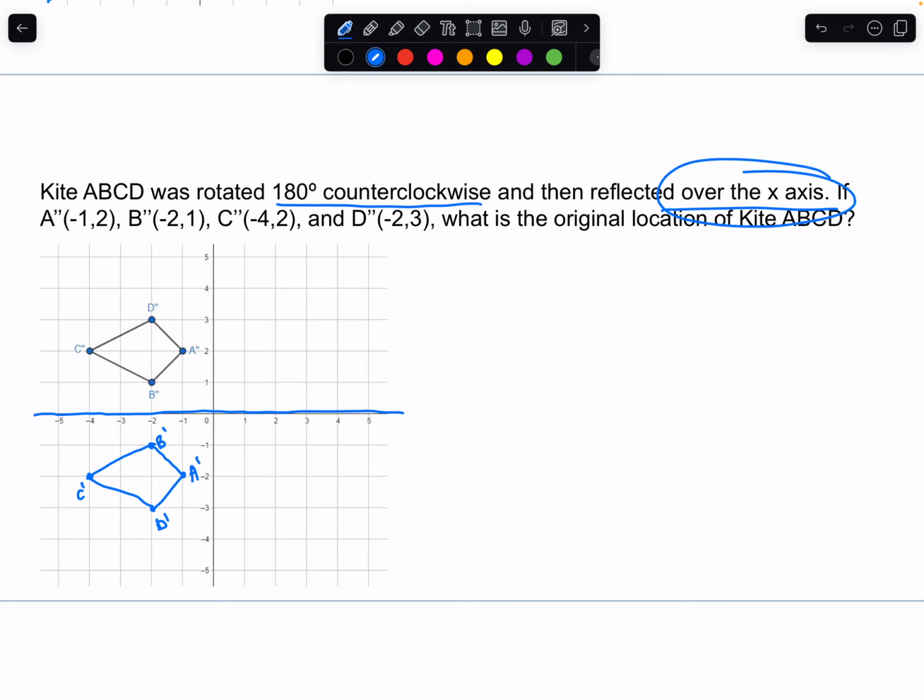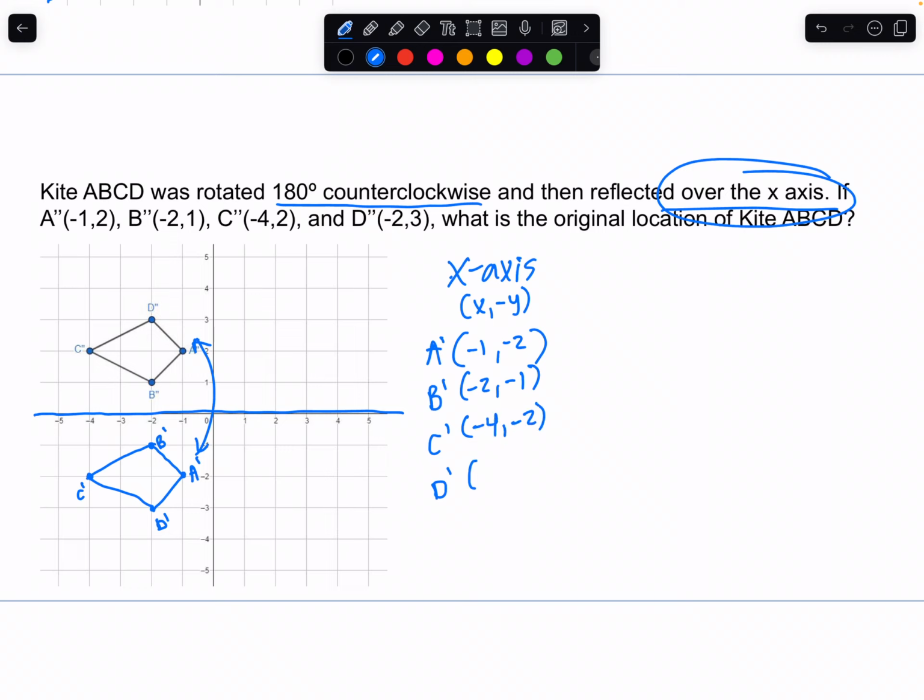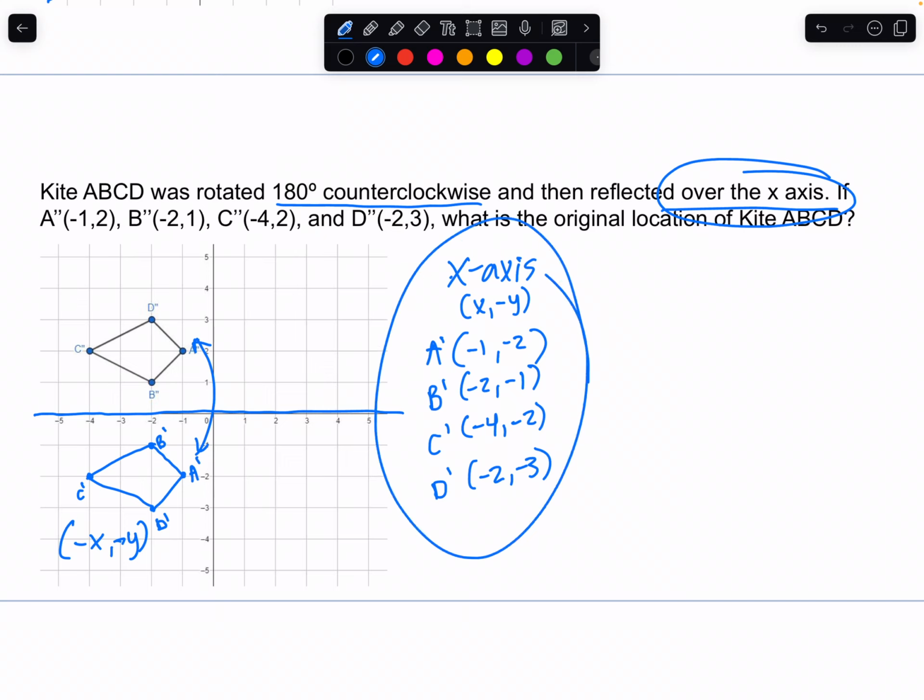If I look at the points, when you reflect it over the x-axis, the only thing that's changing as you flip this over is the y value. X stays the same, it's y that becomes the opposite. So I can write the points as -1 stays the same, 2 becomes opposite. For B, -2 stays the same, -1 becomes the opposite. For C, -4 stays the same, 2 becomes opposite. For D, -2 stays the same, 3 becomes opposite. And notice how all the values here are negative and negative, which is true.